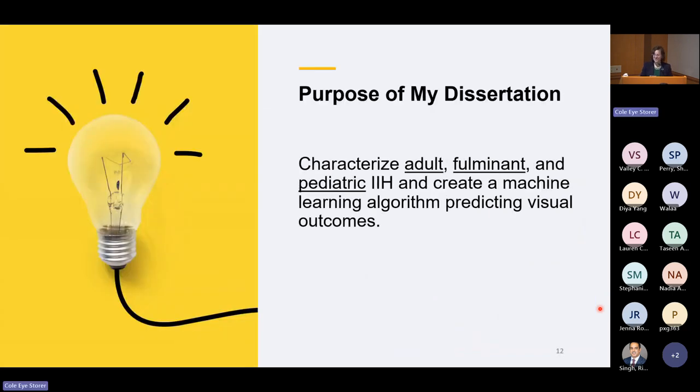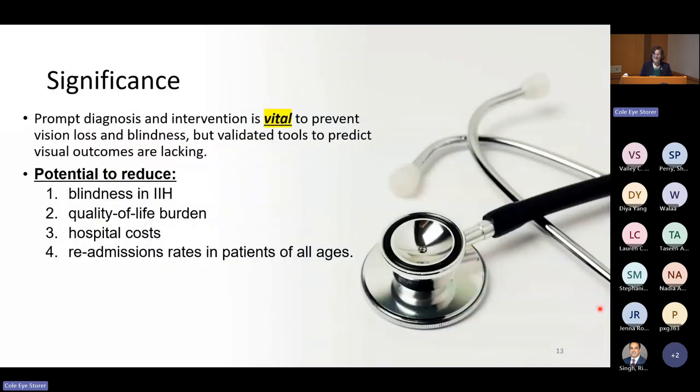And the purpose of my dissertation is to characterize adult, fulminant, and pediatric IIH whilst creating a machine learning algorithm predicting visual outcomes. And again, why is this significant? We do require prompt diagnosis and intervention for these patients to prevent vision loss and blindness. But again, we don't have the validated tools currently for this. And if we are able to predict vision loss, then we have the potential to reduce blindness in IH, improve patient overall quality of life, improve overall hospital costs, and hopefully improve readmission rates in patients as well.